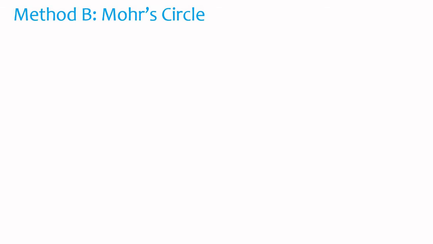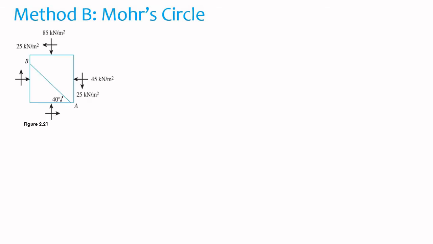Next, we solve the same problem using the principles of Mohr's circle, and we see if we arrive at the same values. So, same soil element. From the procedures of the Mohr's circle, the first thing is we have to identify the coordinates, but we also have to check the direction of the angle rotation.